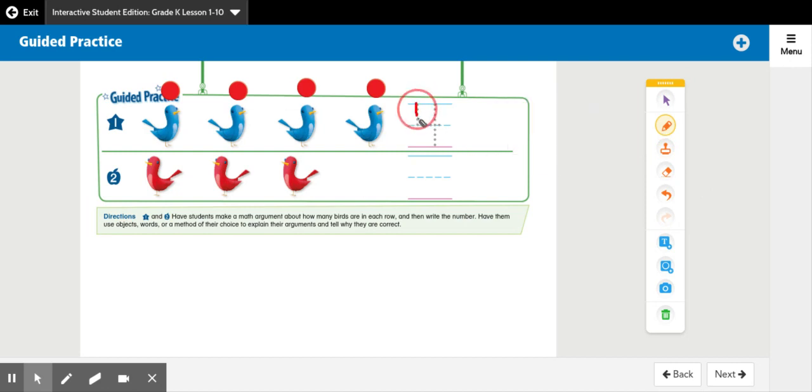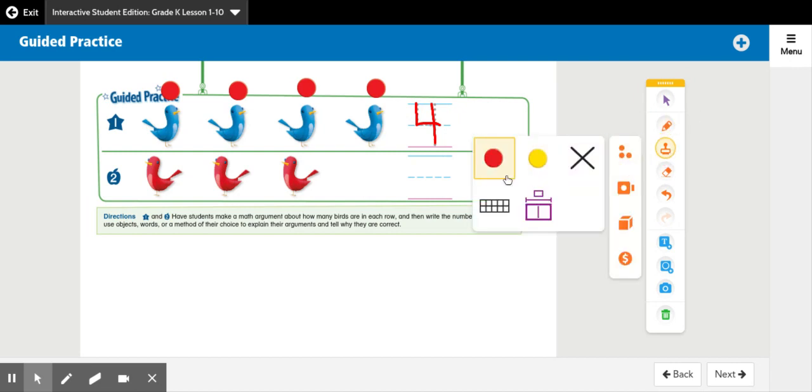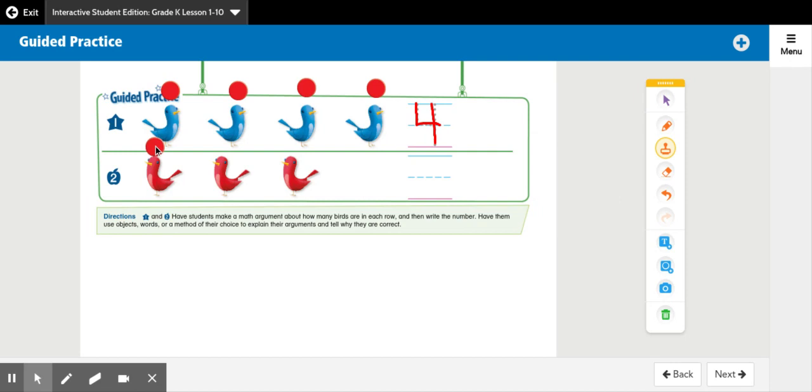Trace the dots down, across, and down. Now for number 2, we can do the same thing. We can put 1 counter over the first bird, another counter over the second bird, and another counter over the other bird. So let's count our counters. 1, 2, 3.